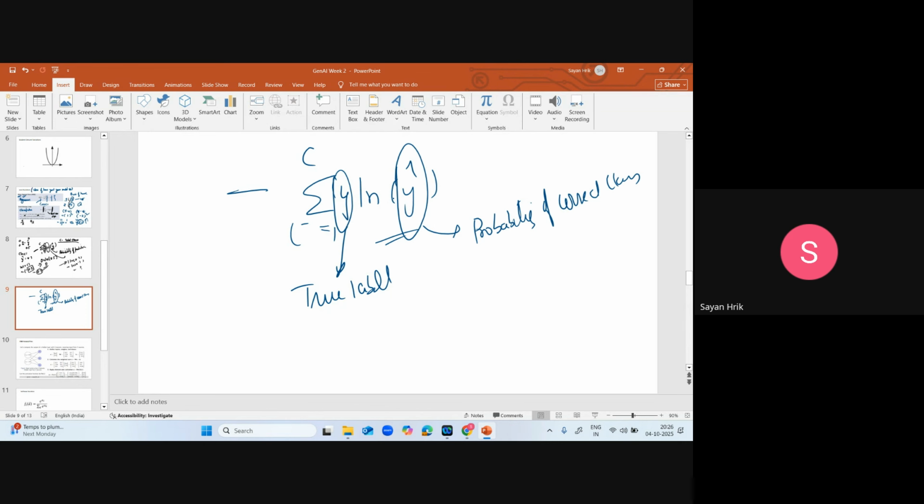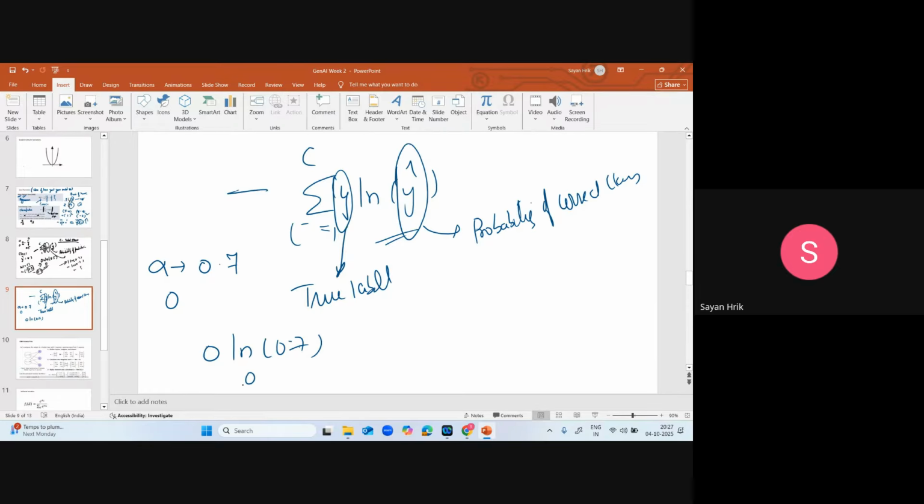For example, if our final sigmoid has predicted the probability of the class as 0.7 and my actual label is 0, what is the cross entropy loss in that case? Can you tell me? It would become 0, right? Because it is 0 times ln 0.7, which is 0. Straight away a 0, right?